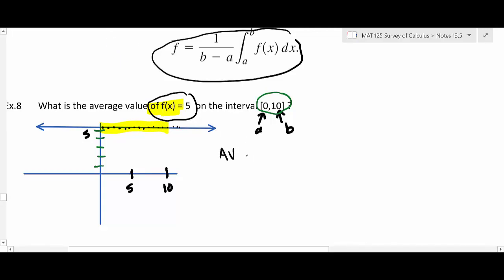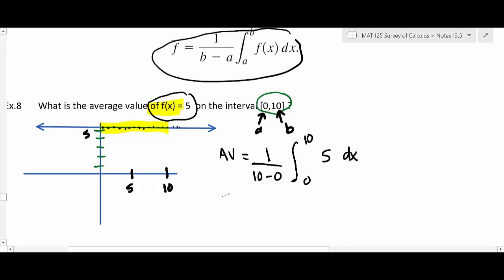We'd say average value is 1 over b minus a. So that's going to be 10 minus 0. And then you do the integral from a to b. So that's going to be 0 to 10. And then the function we're dealing with is 5 dx. I just want to show you that this works in this case because it's an easy case to interpret.